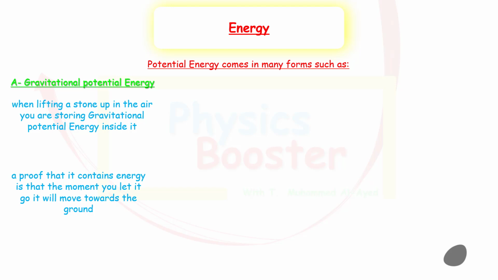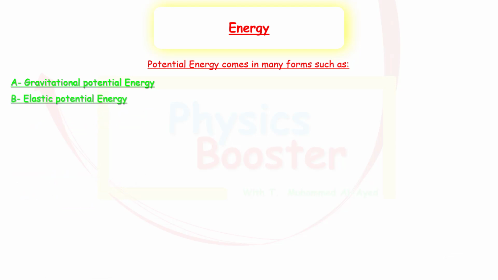But you're going to say, well, yeah, that's common sense because gravity made it move. So in other words, gravity stored energy inside this rock. So the first form of potential energy is the gravitational potential energy, and it is the energy of any object lifted above the ground. For any object lifted above the ground, it contains potential energy inside it.